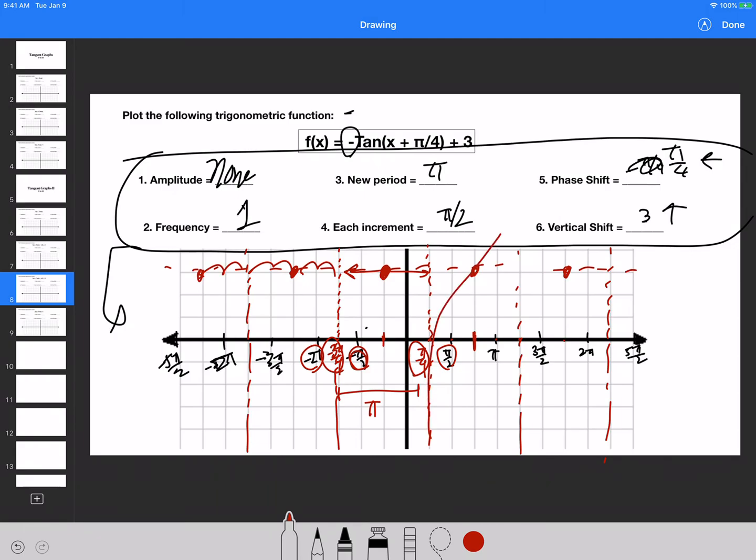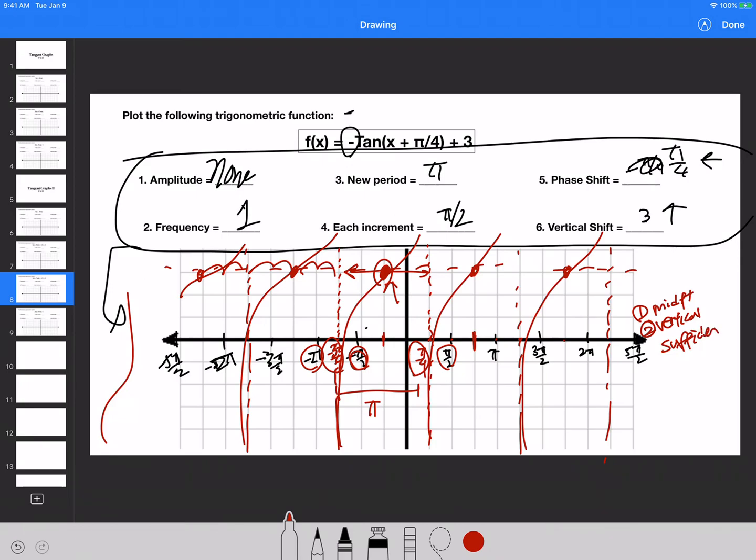All I gotta do is just draw a bunch of waves that go along with the graph. Okay, that little wave part that you draw, I'm not gonna be so strict about that. As long as the midpoints and the vertical asymptotes are precise, then you should be receiving all the points from me.